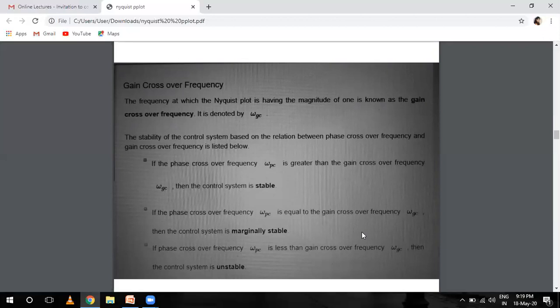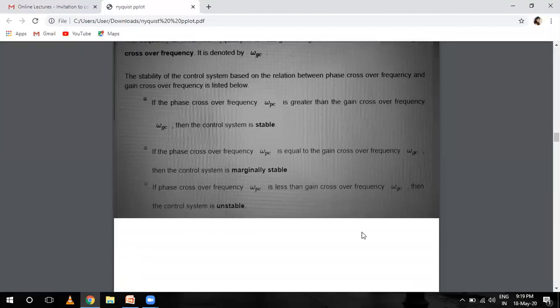Yes, these 3 points are important. When omega PC is greater than omega GC, system stable. When omega PC is equal to omega GC, marginally stable. And omega PC is less than omega GC, unstable. इस तरह से short point बना के आप इसे याद रख सकते हैं.